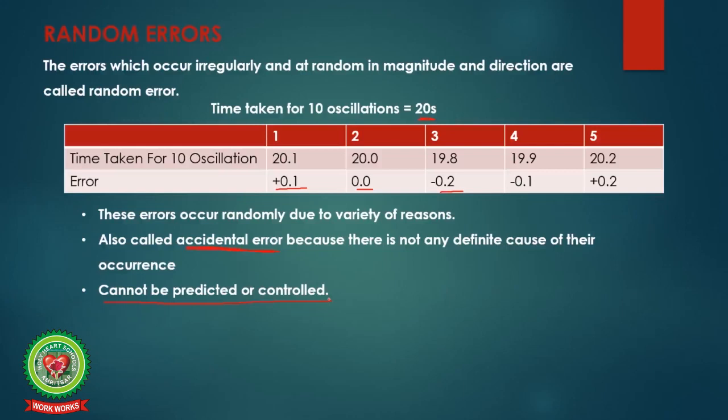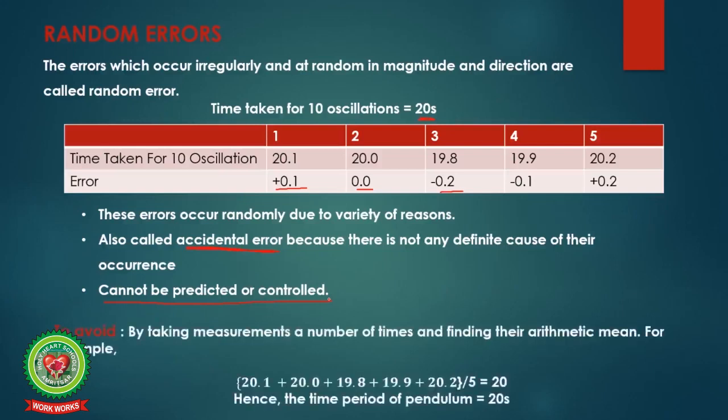So how can you avoid such kind of error? Actually you can't avoid such an error, but you can have a method to get a correct result whenever you get a random error. The only way is by taking the measurement a number of times. You can increase the number of times you measure the same reading, and after getting all the results you should take the arithmetic mean.